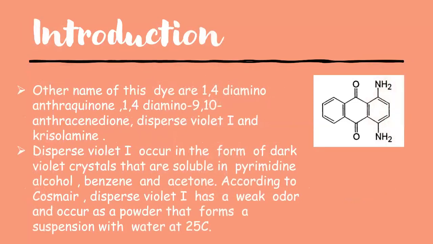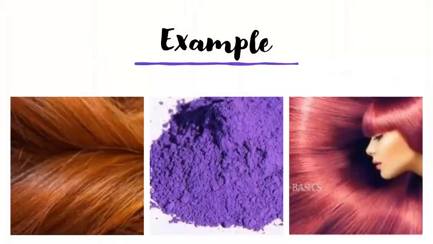Here is the structure of 1,4-diamino anthraquinone, and other names of this dye are 1,4-diamino anthraquinone, 1,4-diamino-9,10-anthracenedione, and lastly Disperse Violet 1. Disperse Violet 1 occurs in the form of dark violet crystals that are soluble in pyridine, alcohol, benzene, and acetone. According to Cosmetic Ingredient Review, Disperse Violet 1 has a weak odor and occurs as a powder that forms a suspension with water at 25 degrees Celsius. Here are some examples of 1,4-diamino anthraquinones.